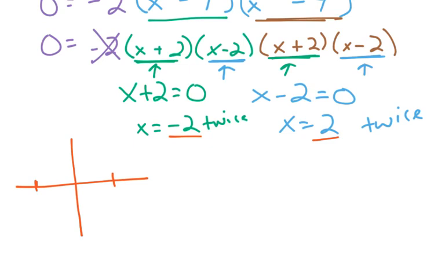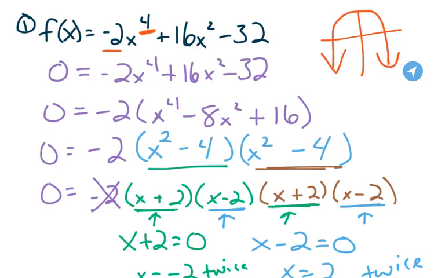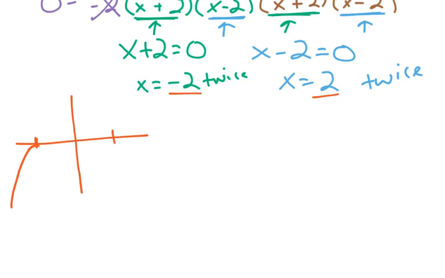Okay, so I know that my function looks like this. It's got that downward pointing arrows, and it bounces at each x value. So it's going to look like that. Then it's got to come around, and then it's got to bounce again at that other x value. So the sketch of your graph looks something like that.